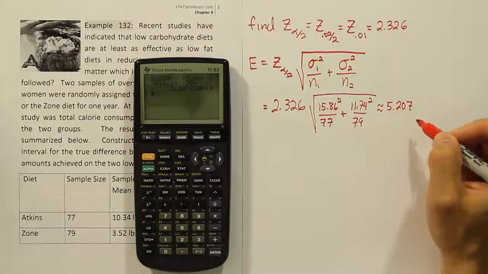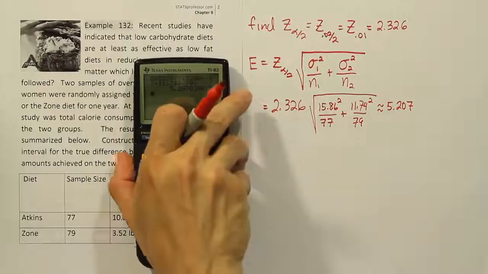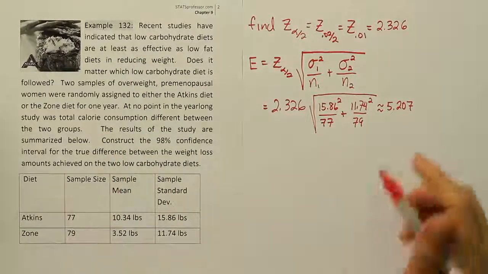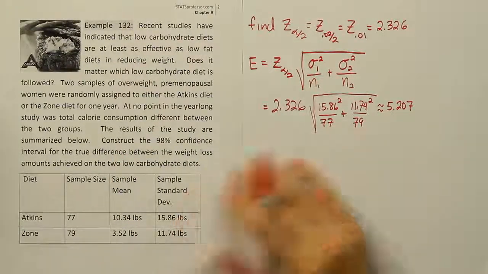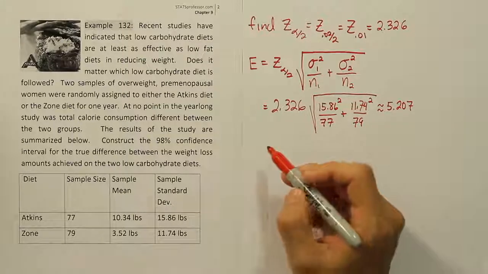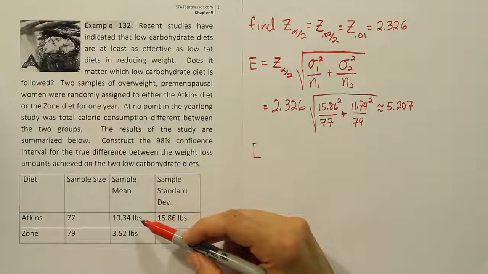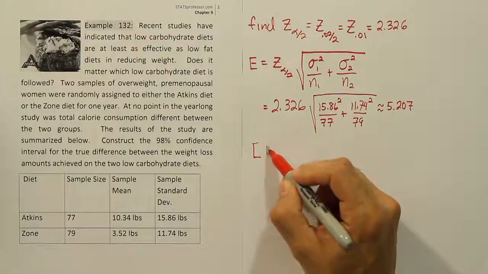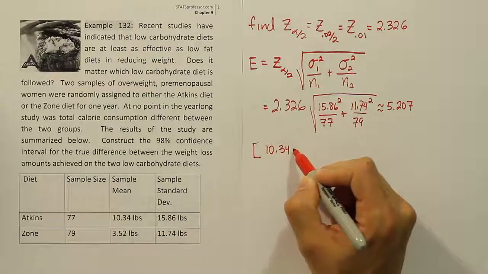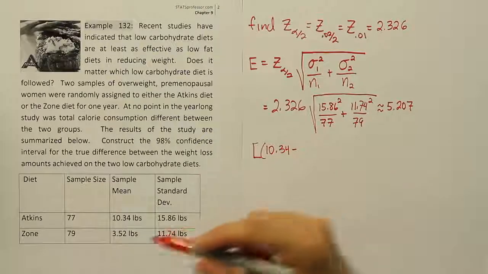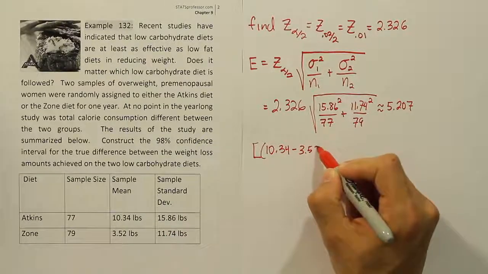Okay, so now that we've calculated the margin of error, we now will take that number and add it and subtract it to our difference of the sample means. So let's do that first. Let's write that out. We're going to have the first sample mean, which is 10.34, and we'll be subtracting from it the 3.52.